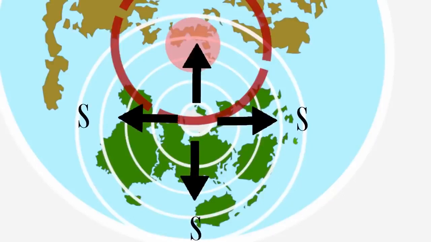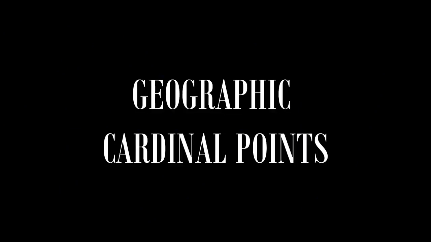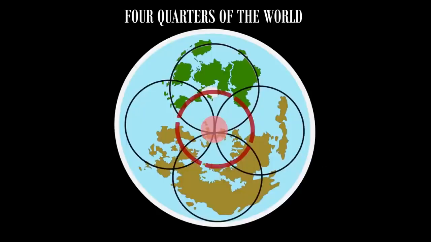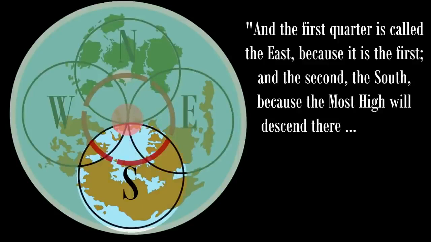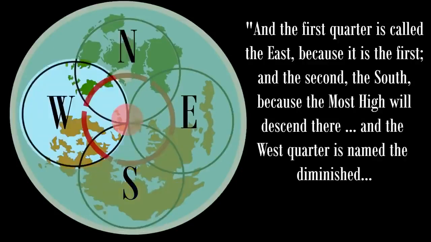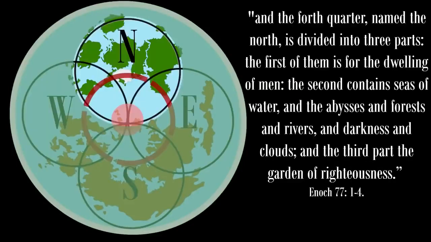However, there also exist geographic cardinal points. And what do the scriptures have to say about this? It's right there in Enoch's reference to the four quarters of the world. Our magnetic field, according to Enoch, lies in the geographic north of the greater realm. And the first quarter is called the east, because it is the first. And the second, the south, because the Most High will descend there. And the west quarter is named the diminished. And the fourth quarter, named the north, is divided into three parts. First of them is for the dwelling of men. The second contains seas of water, the abysses and forests and rivers, and darkness and clouds.